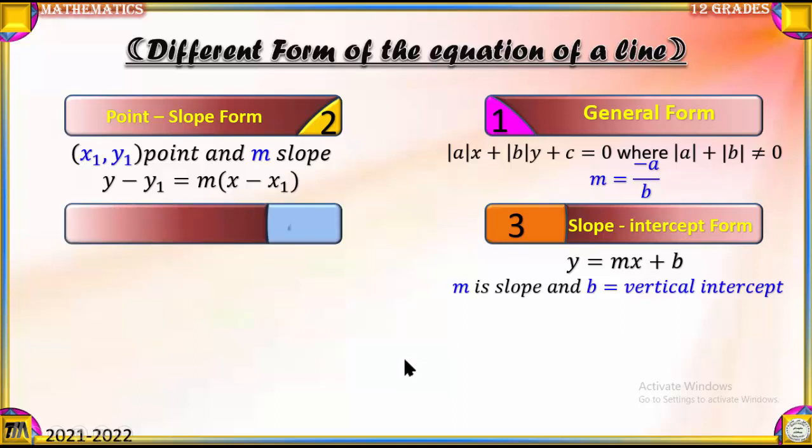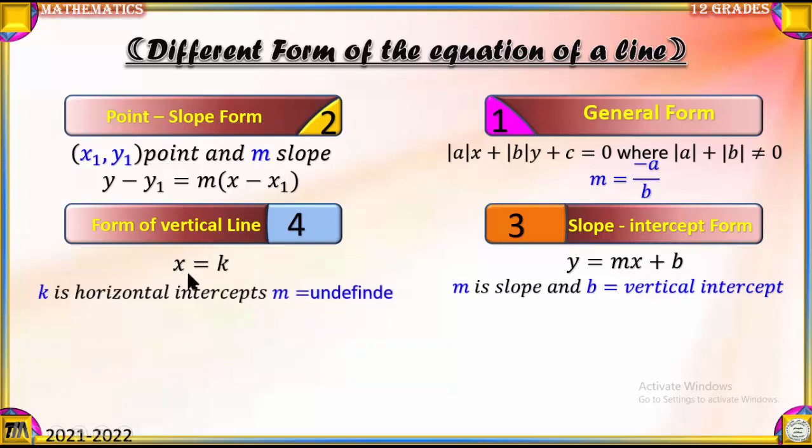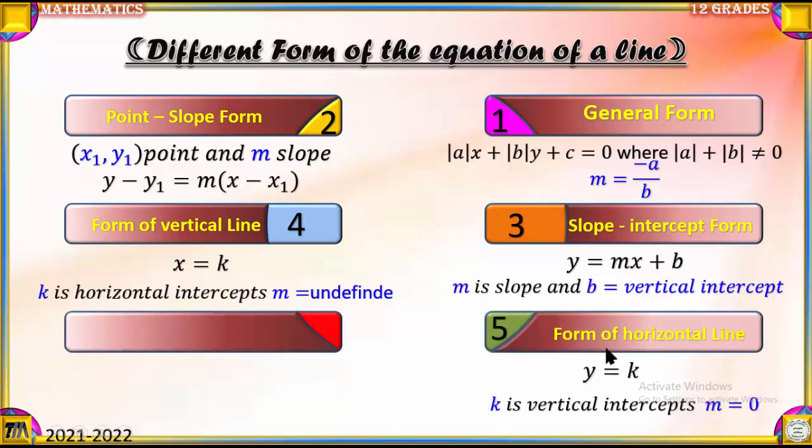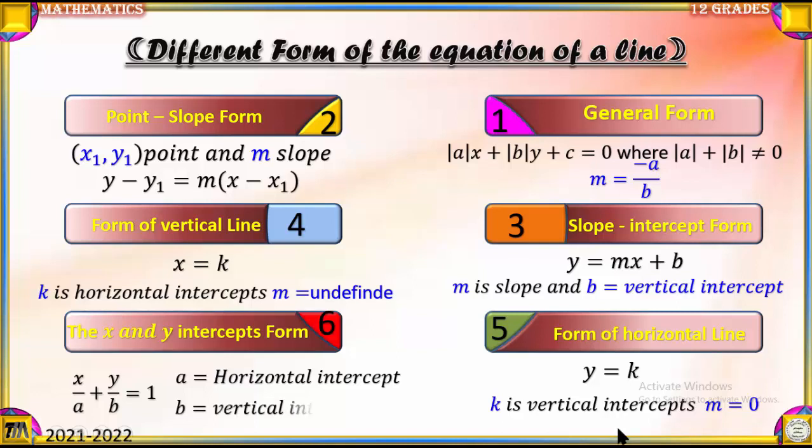The fourth form is the vertical line, x equals k. K is the horizontal intercept, and m is undefined here. The fifth form is the horizontal line, y equals k. K is the vertical intercept and m is 0.